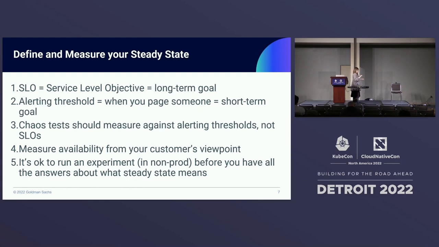Then there's measuring availability. Always try to do it from your customer's viewpoint. That's really important. And while all this may be complex and you might not have all the answers, especially if it's a new system, it's okay to run a chaos experiment in non-prod before you have all the answers, because it will help you learn about your system, help you discover some of these things, know what the right questions are to ask, and it can be a really useful exercise.